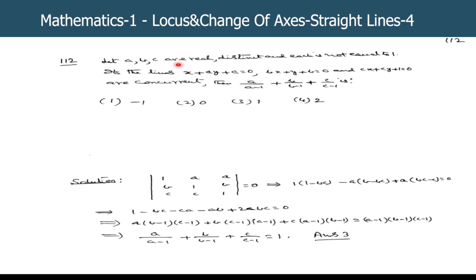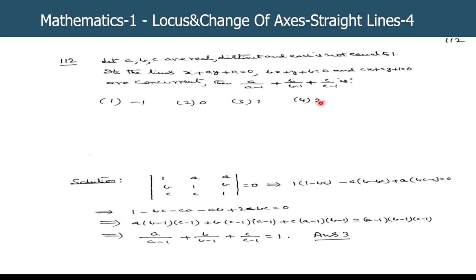112. Let a, b, c be real, distinct, and each is not equal to 1. Now, if the lines x plus ay plus a equal to 0, bx plus y plus b equal to 0, and cx plus cy plus 1 equal to 0 are concurrent, then a by a minus 1 plus b by b minus 1 plus c by c minus 1 is: 1) minus 1, 2) 0, 3) 1, and 4) 2.